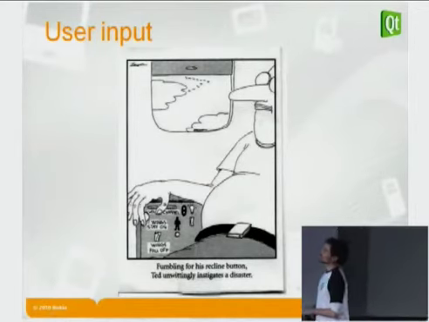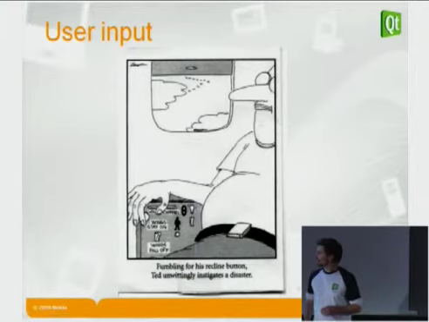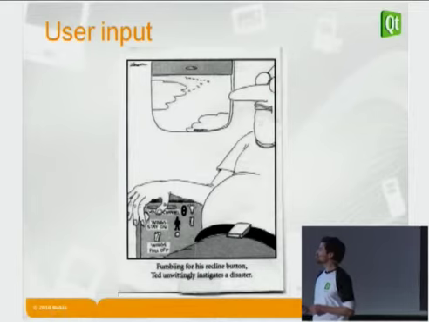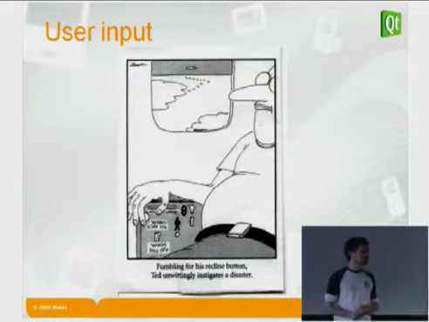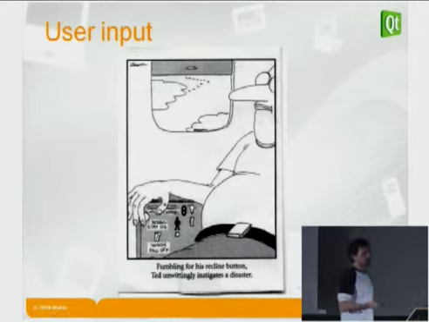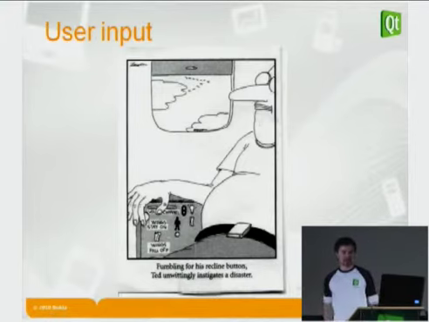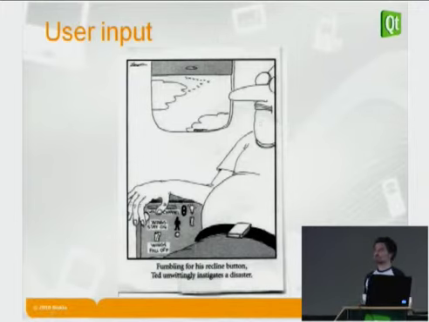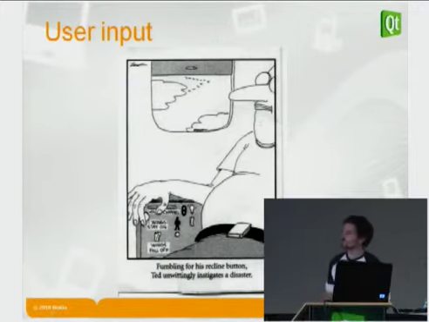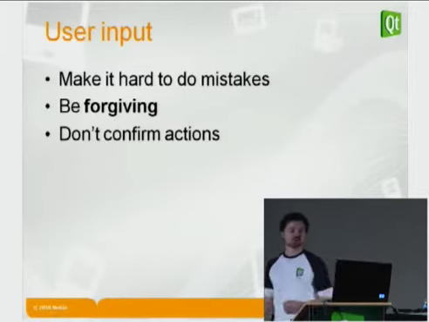And here is a nice cartoon. I think a lot of people doing interface design have seen this cartoon before. It's from Gary Larson. And it basically says, fumbling for his recline button, Ted unwittingly instigates a disaster. Because somebody put a wings stay on button right next to his recline button. And the thing is, we see the equivalent of this every day in interfaces out there. And of course, the equivalent of that is putting your email delete button right next to your email send button. People still do this. I don't know why. I'm just saying, please think about designing applications that make it hard to make mistakes, not easy. So that's the most important aspect.